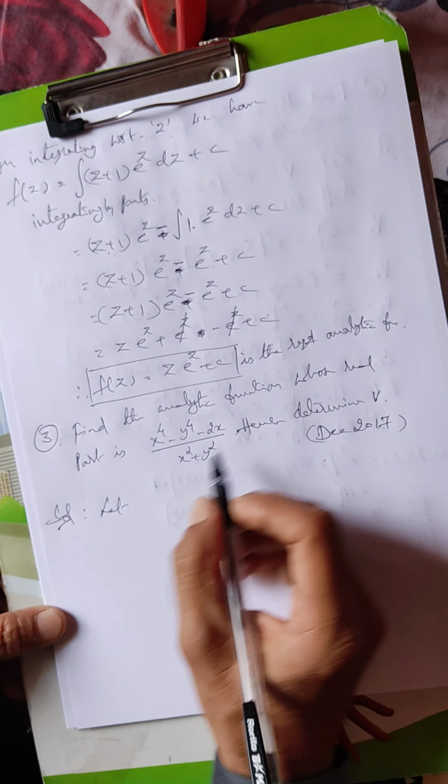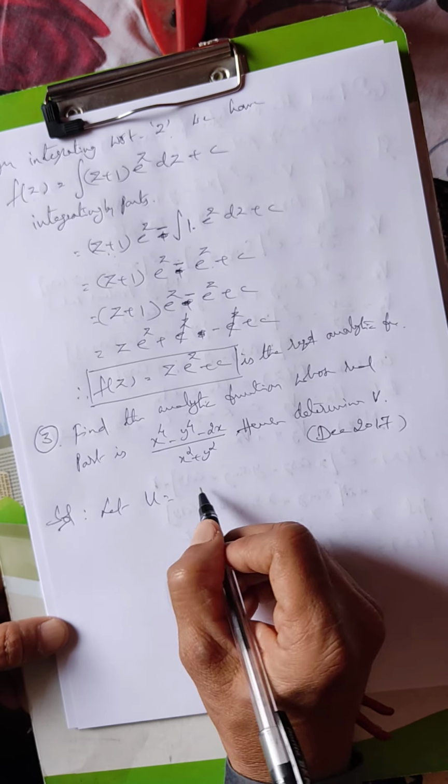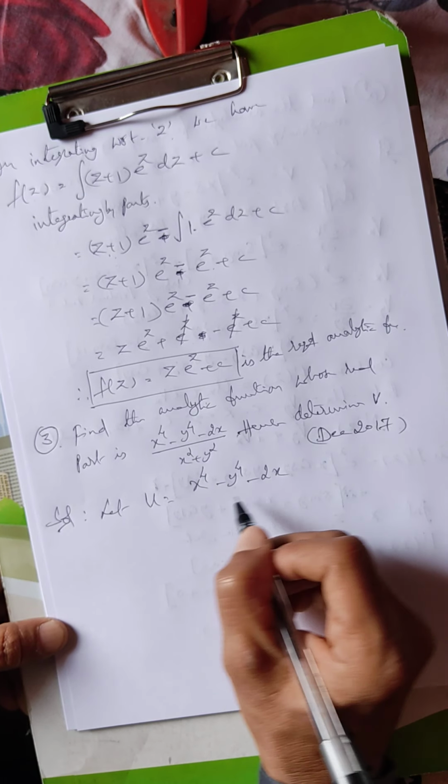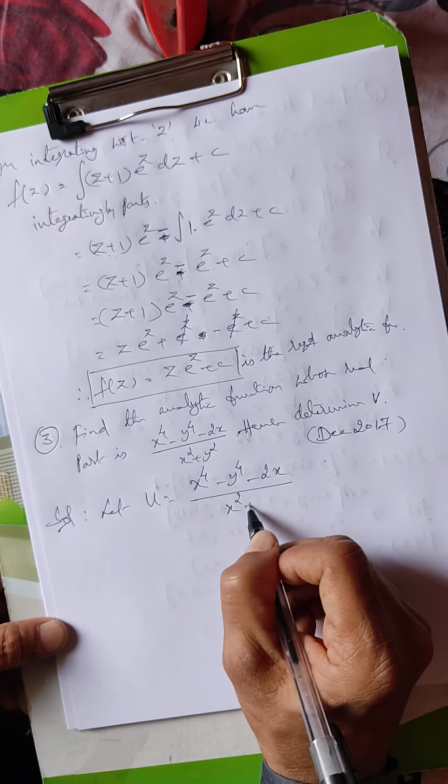So first let us write the real part. u is equal to x power 4 minus y power 4 minus 2x divided by x square plus y square.